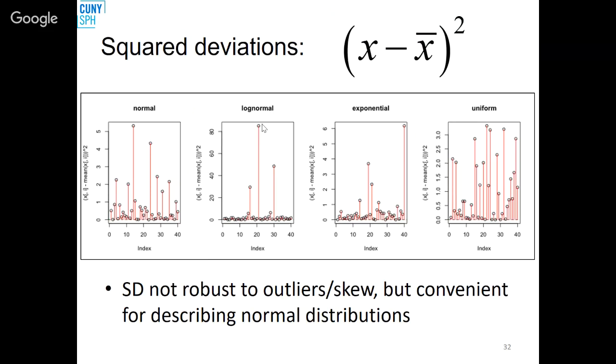So standard deviation is useful for distributions that are normal or close to normal, not very useful for something like this log normal distribution because it's so sensitive to this long tail that it has. So it is not robust to outliers or skew, but it is convenient and very important for describing normal distributions.